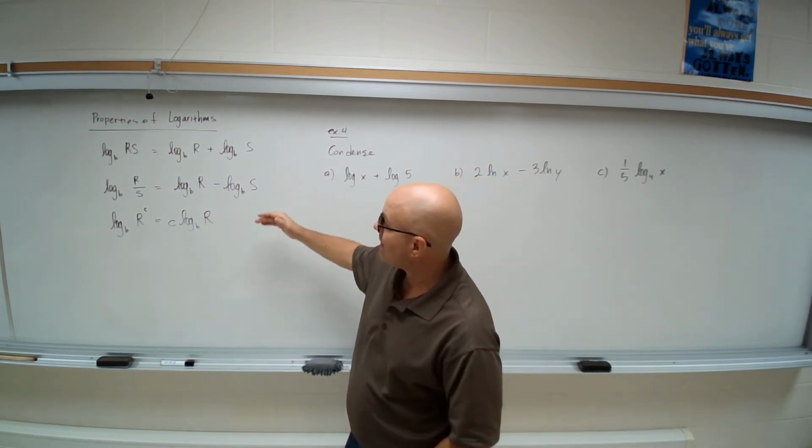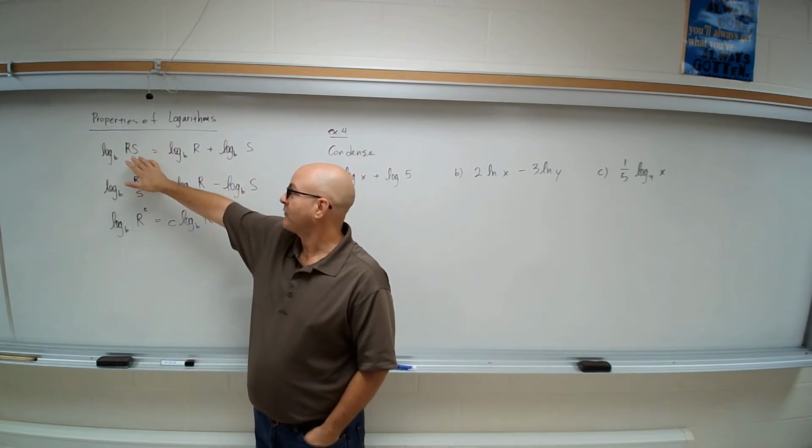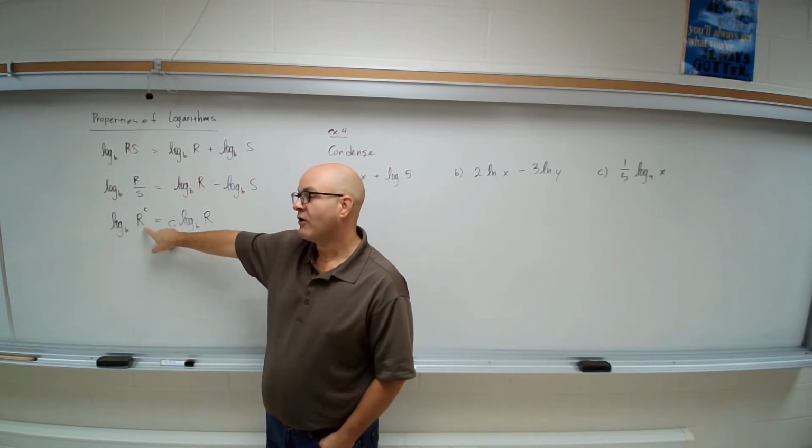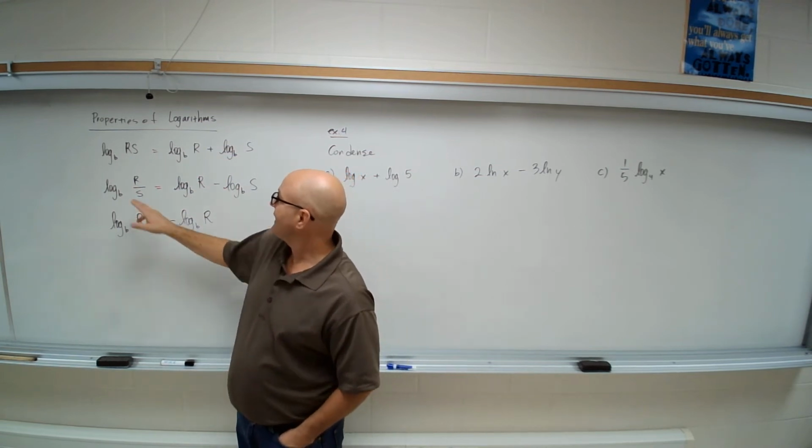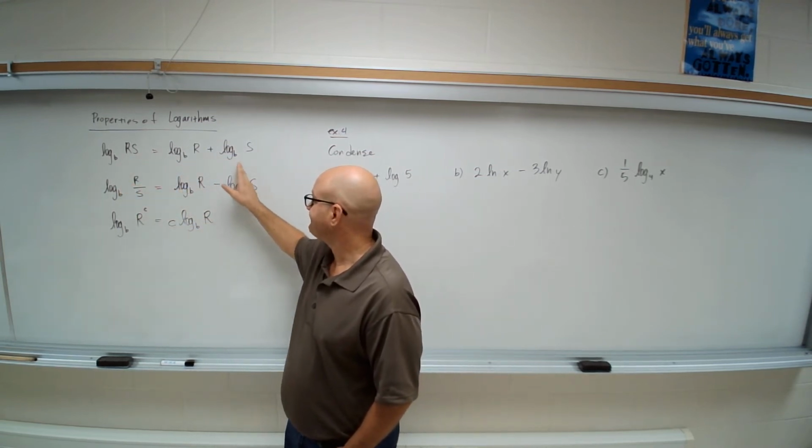What these properties are: r and s are just two things multiplied together here, r divided by s, or r raised to the c power. Notice in all of these the bases are the same, right?